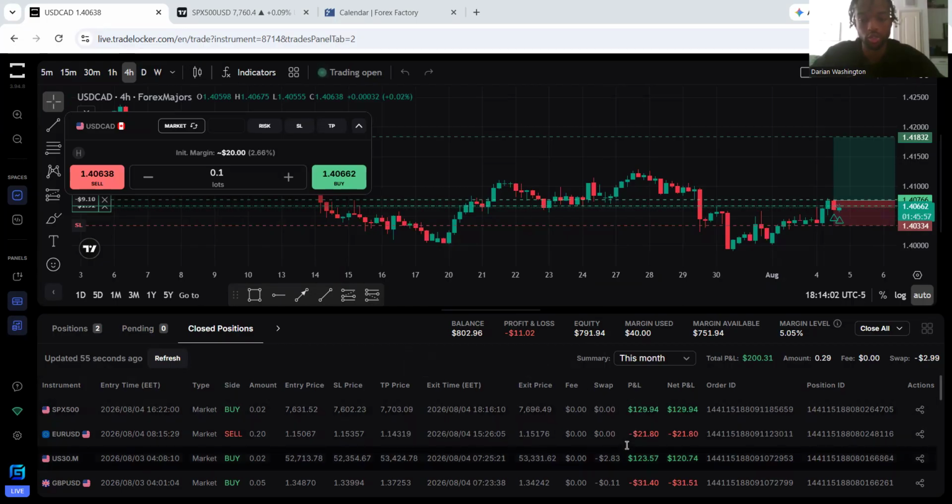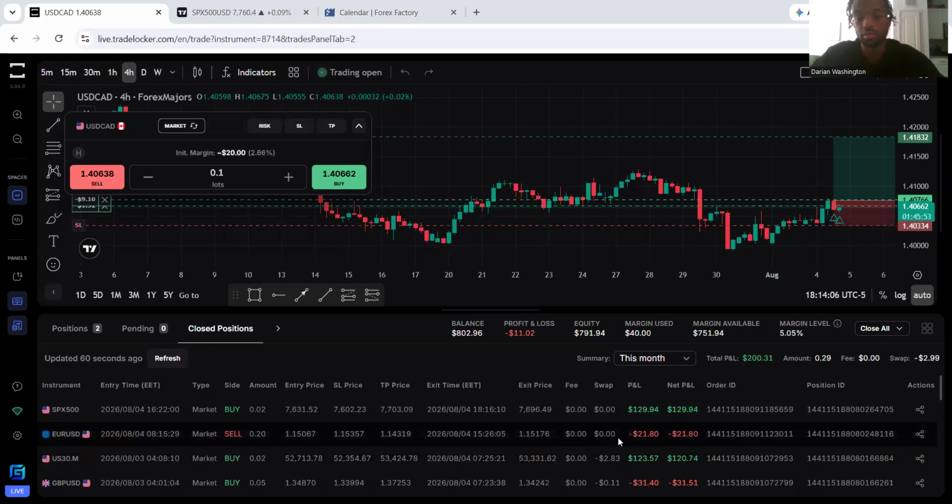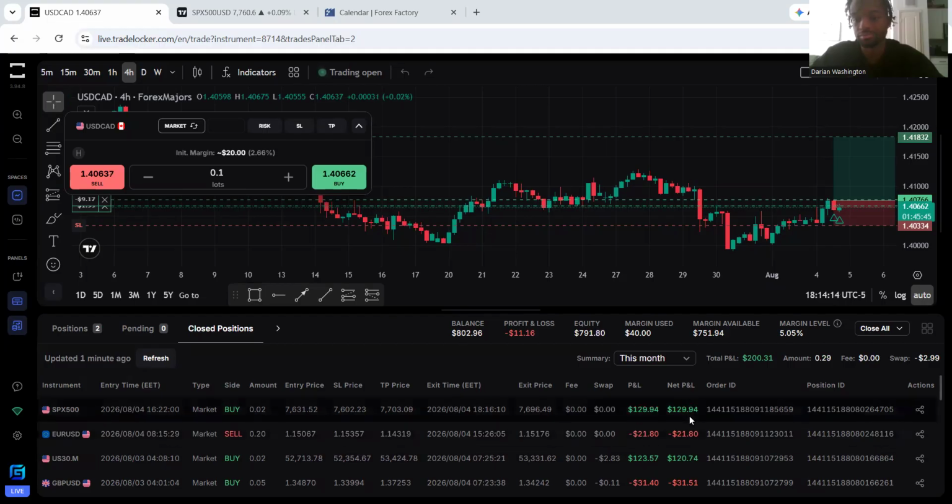I had another $123 win on US 30. This EU trade, I realized very quickly I should not have been in this trade, so I got out. But to start off the month, hey, up to $100, cool.